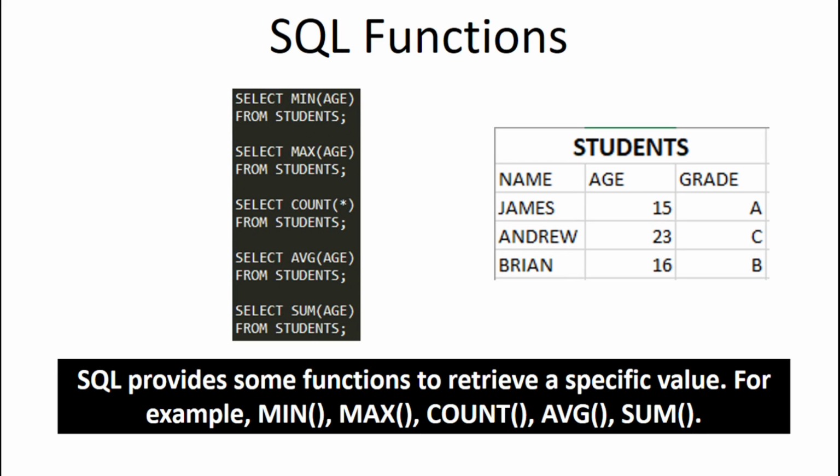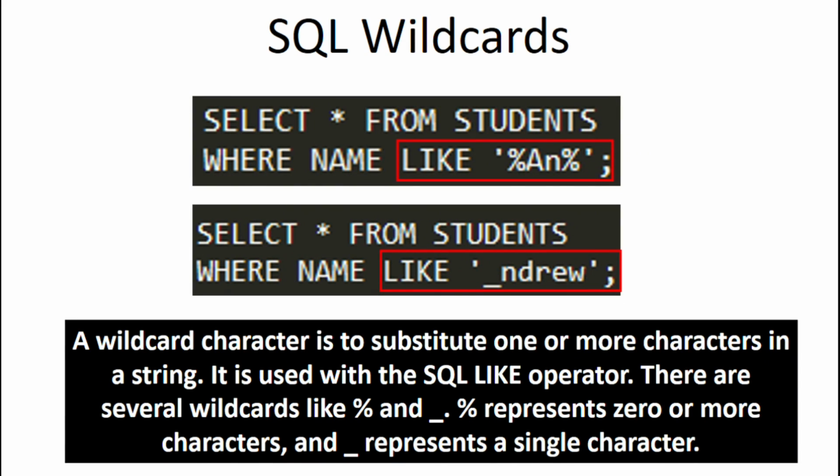SQL provides some functions to retrieve a specific value. For example, min, max, count, average, sum. A wildcard character is used to substitute one or more characters in a string. It is used with the SQL LIKE operator. There are several wildcards like percentage and underscore. Percentage represents 0 or more characters, and underscore represents a single character.